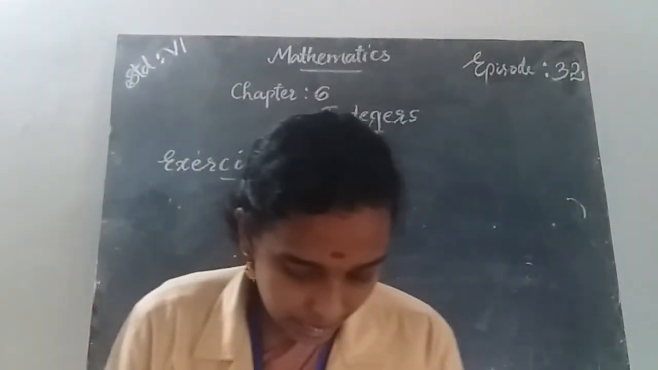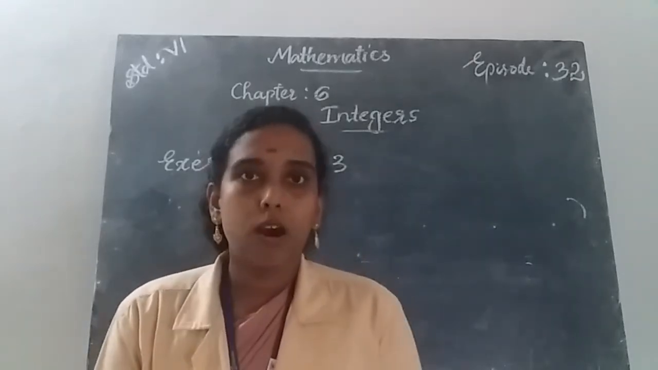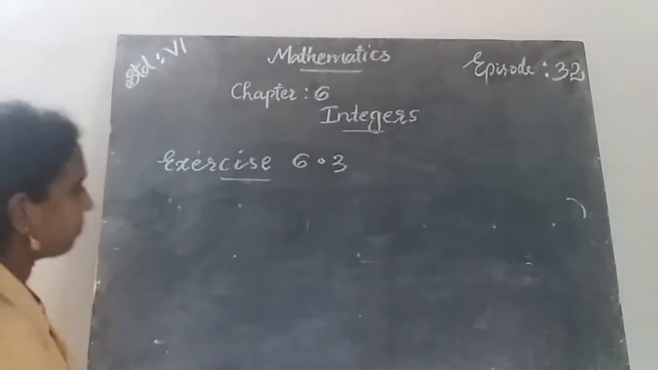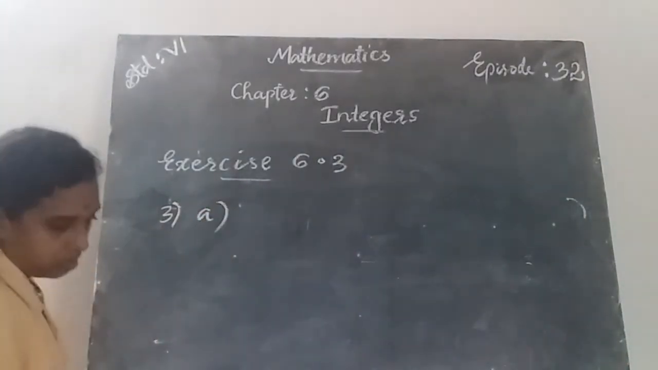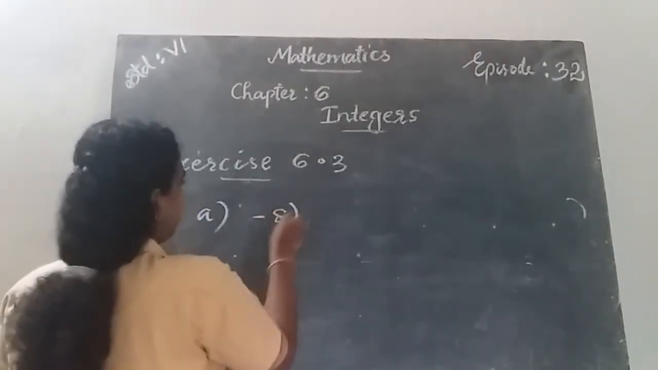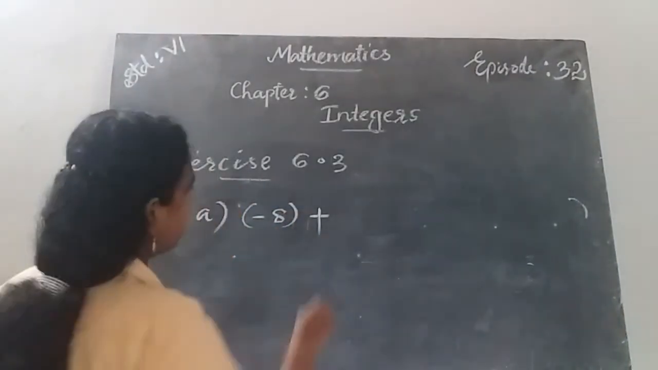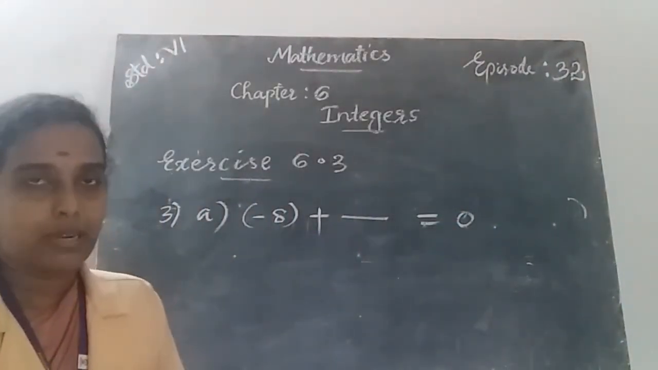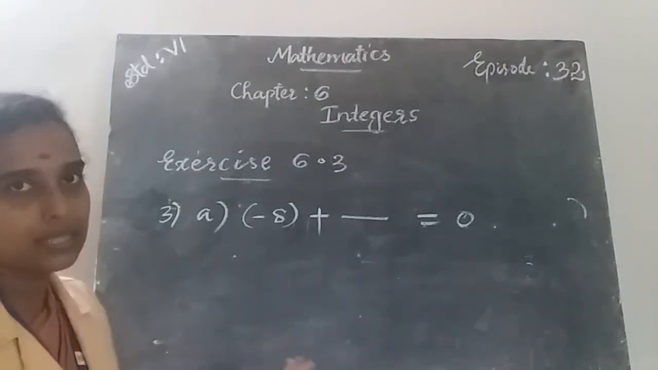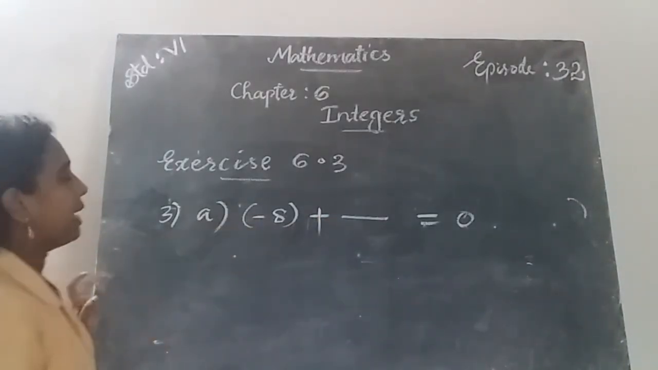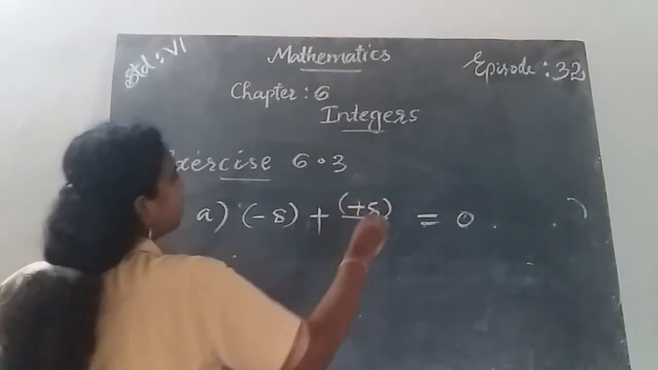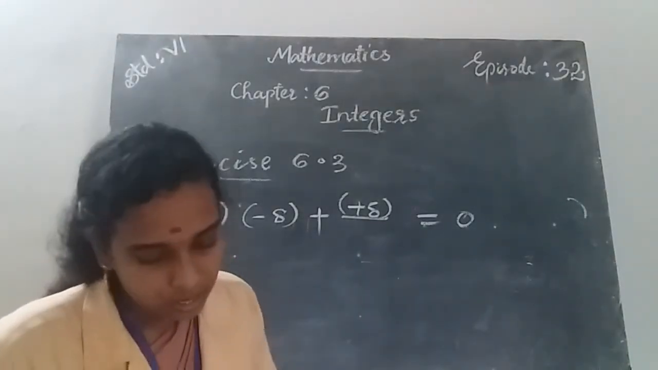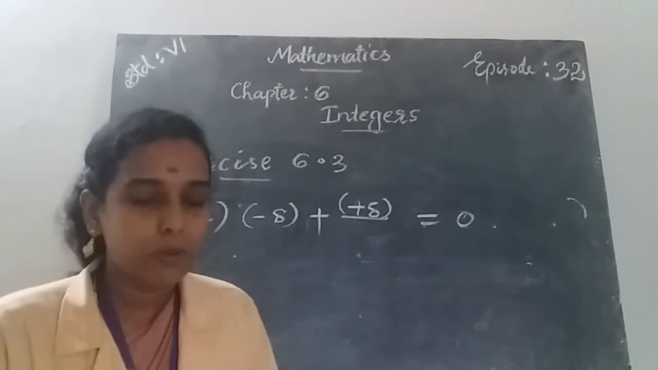Like this, questions C and D are your homework. So do your homework properly and send it to my WhatsApp. Okay. The next one is fill in the blanks. Question A. Negative 8 plus dash is equal to 0. When we add the same numbers with opposite signs, then we get 0. That is negative 8 plus positive 8, then we get 0. So the answer is 8 or positive 8.